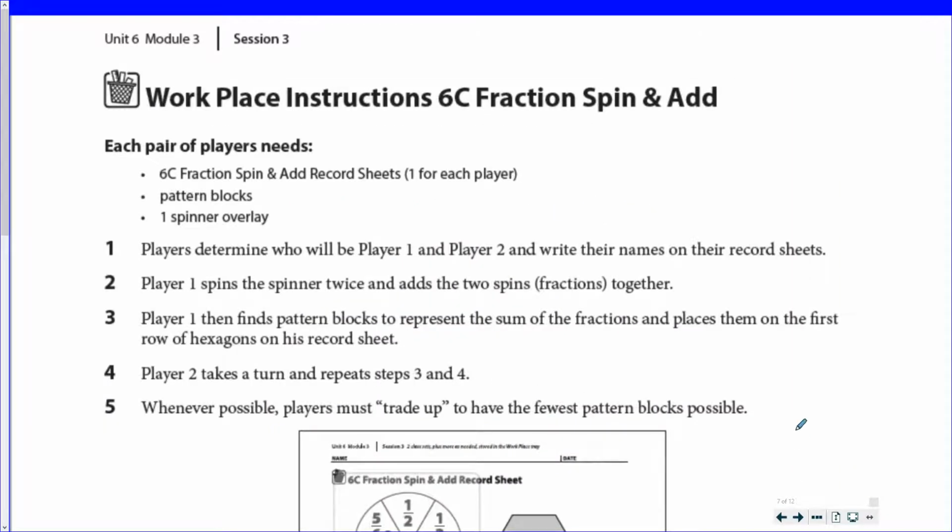All right, let's figure out how to play Workplace Station 6C.